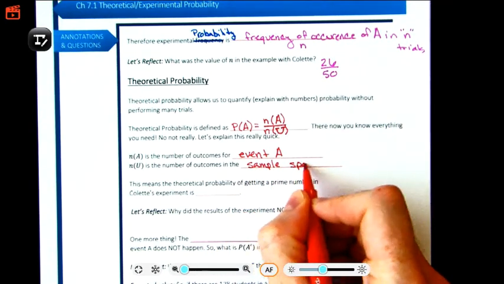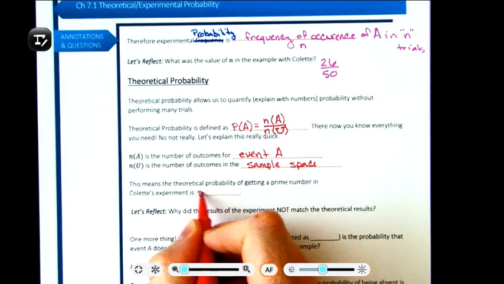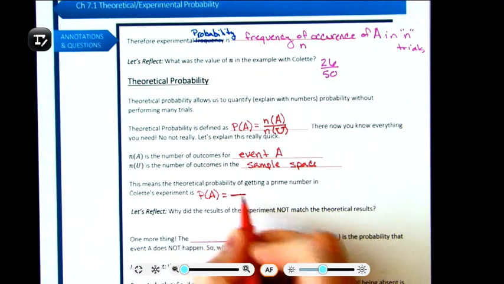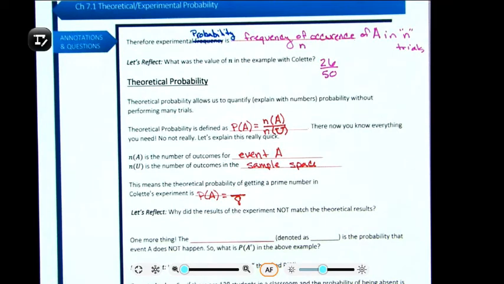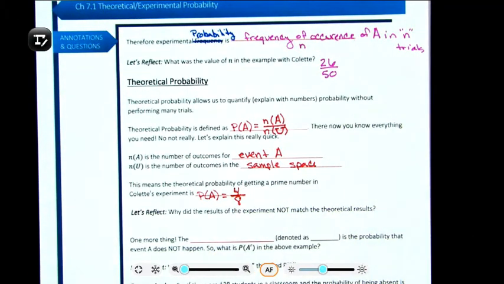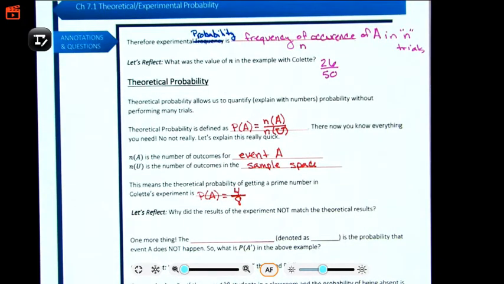Okay? So this means the theoretical probability of getting a prime number in Colette's experiment, we can say, would be probability of A equals, there are only, if you remember, 8 things that can occur. She could get a 1, 2, 3, 4, 5, 6, 7, or an 8. And the prime numbers were 2, 3, 5, and 7. There's only 4 prime numbers. So her theoretical probability was 4 out of 8. So you would assume that for every 8 rolls, maybe 4 of them would be prime numbers, but that's just in theory. Obviously, when the experiment happened, that didn't happen. We actually got a little bit more than 4 out of 8. We got 26 out of 50. That's over half. So let's reflect.